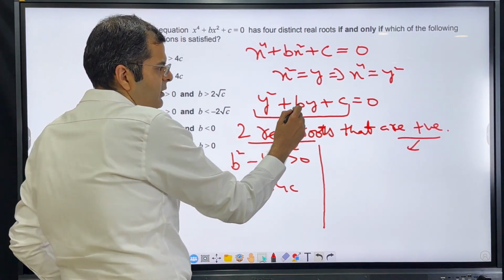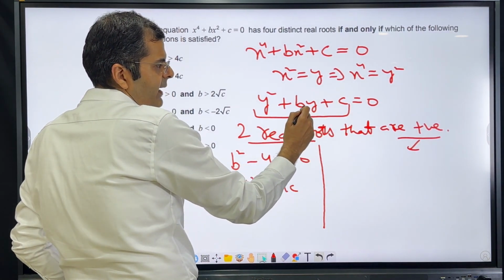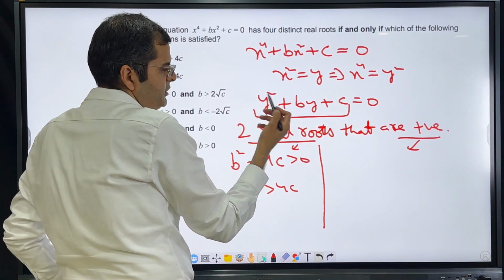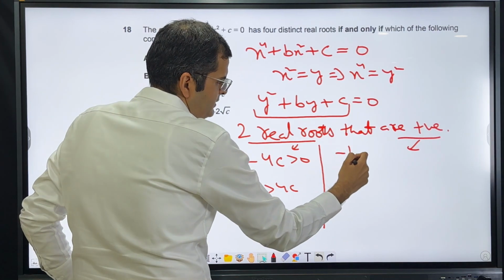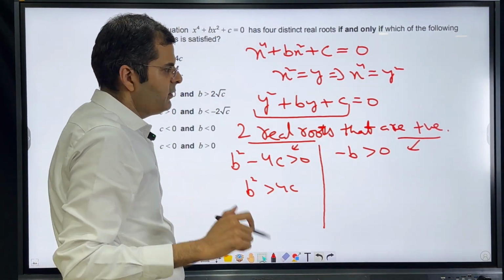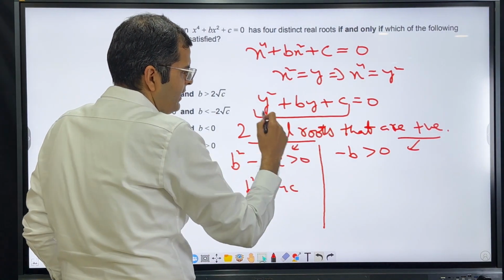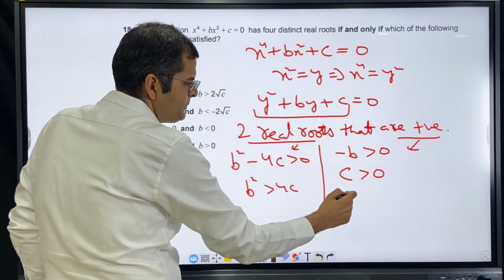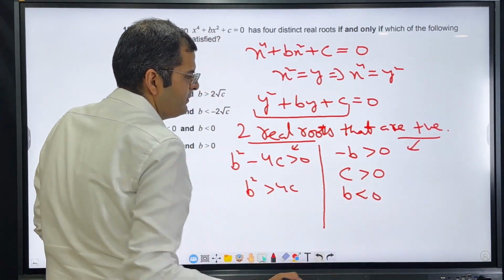The sum of the roots is given by minus b by 1 here, since the coefficient of y square is 1. So the sum is minus b, so minus b has to be positive. And the product of the roots is c by 1, so c also has to be positive. So if minus b is positive, that means b is negative.